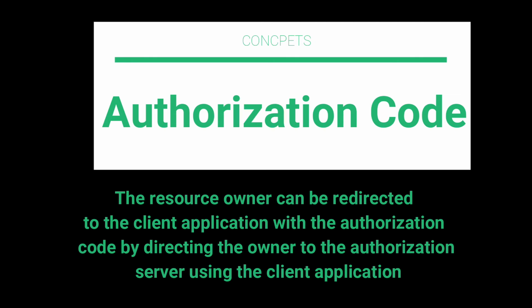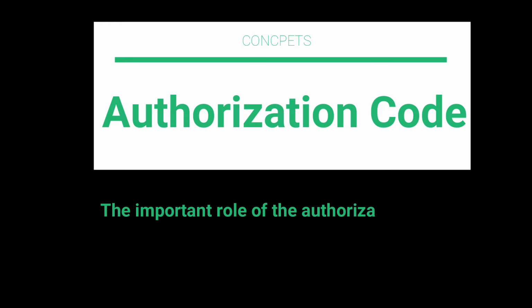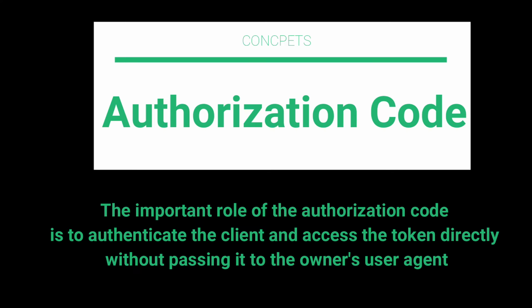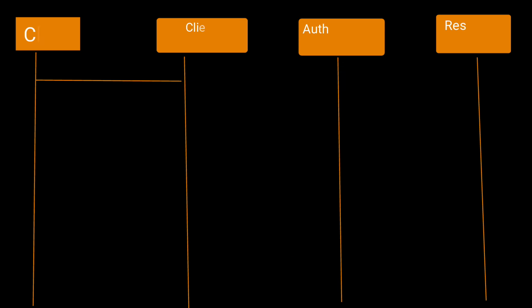The resource owner can be redirected to the client application with the authorization code by directing the owner to the authorization server using the client application. The important role of the authorization code is to authenticate the client and access the token directly without passing it to the owner's user agent. Now let's understand the process of authorization code.